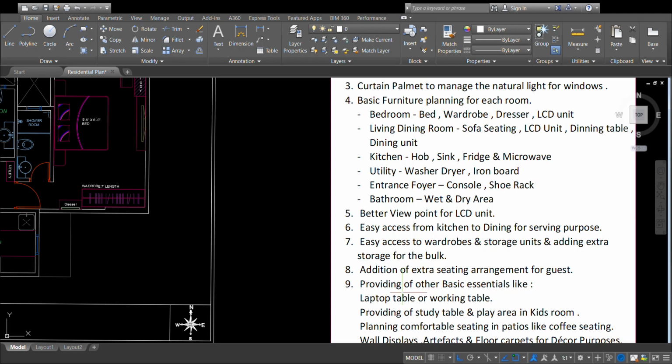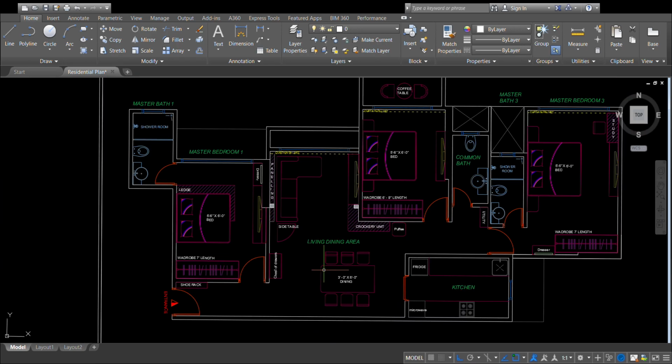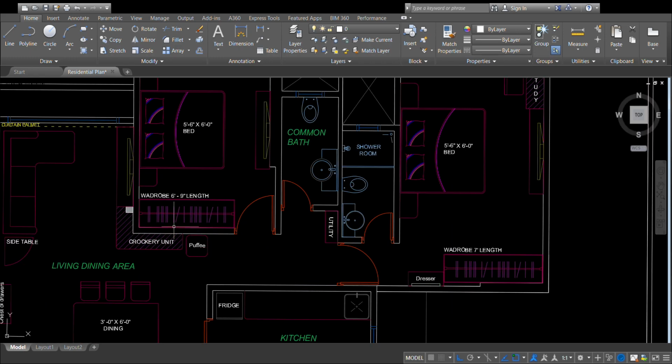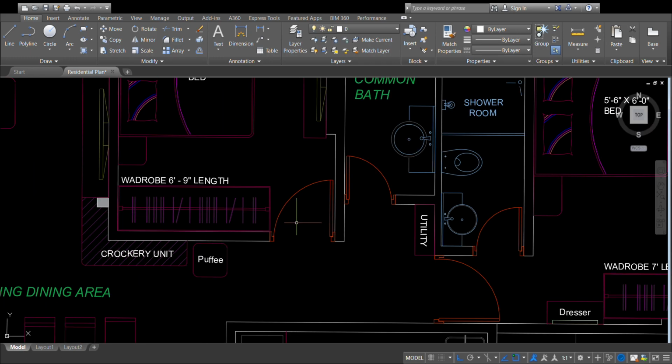Next point, easy access to wardrobes and storage units and adding extra storage for the bulk. Now, as a designer, whenever you are designing a residential plan, storage is something that the clients look for the most. They want to have more and more storages in the rooms. So when it comes to wardrobes, we generally take full height wardrobes where we can include everything, the drawers, the shelf, and the cabinets and everything.